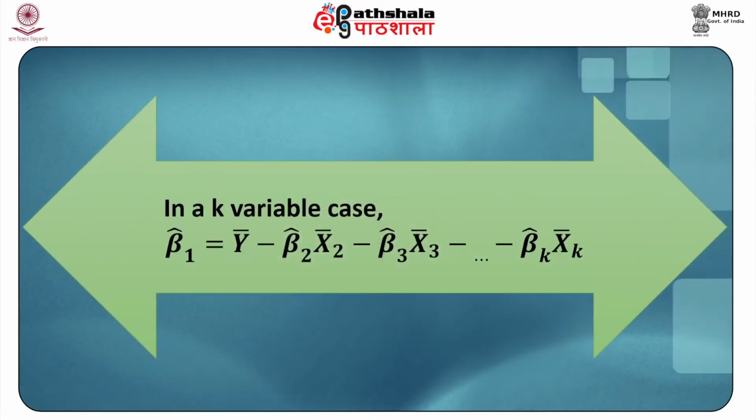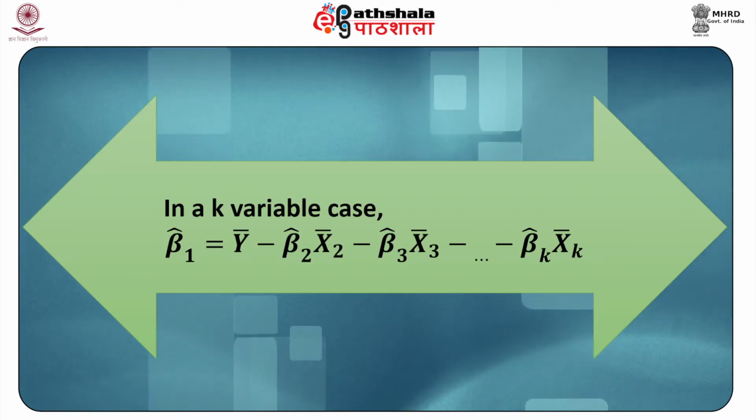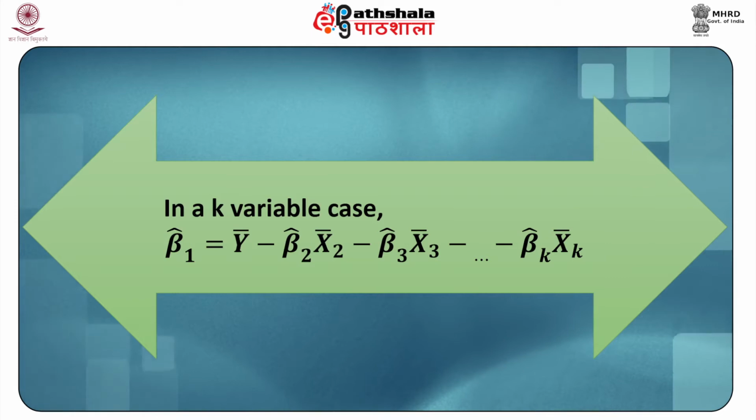In estimating the parameters, the procedure is the same as in a simple linear regression model. However, the procedure for deriving the slope parameters is not as simple. It becomes complicated in the k variable case. Therefore, in a k variable case, we can have beta 1 hat equal to y bar minus beta 2 hat x2 bar minus beta 3 hat x3 bar, and so on till beta k hat xk bar.